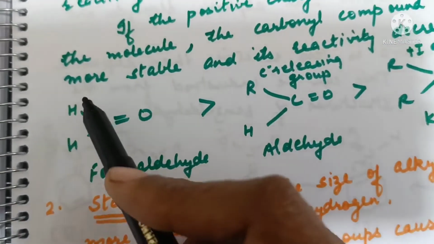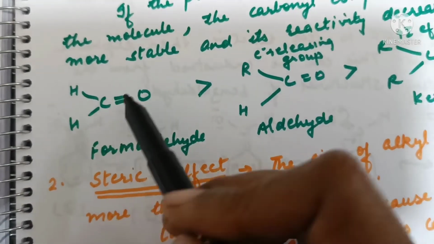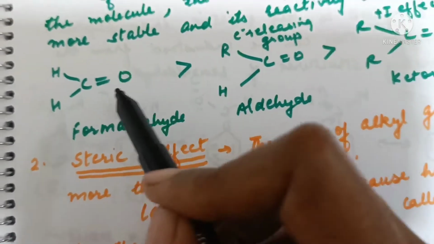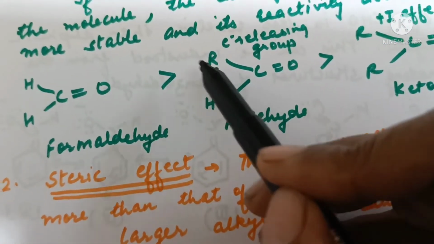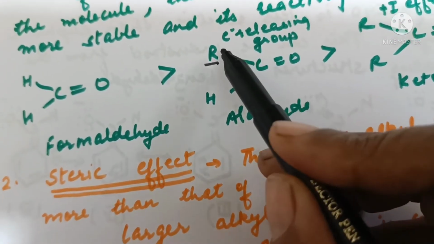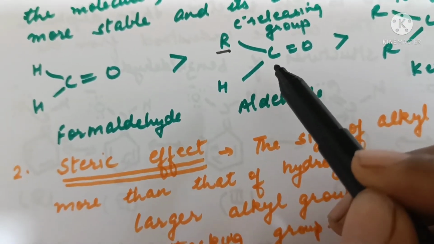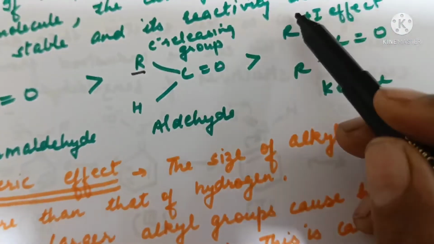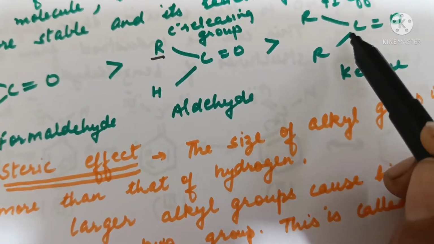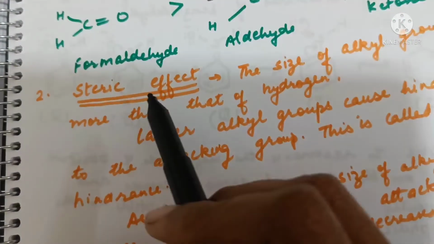So we see that in formaldehyde there is no electron releasing group, so the positive charge stays on the carbon atom and it's very reactive. When an electron releasing group is added, for example in aldehydes, the positive charge is dispersed, the positive charge becomes less, and reactivity decreases. When more than one group is attached, reactivity is still further decreased because the positive charge is still further dispersed. Second effect is steric effect.